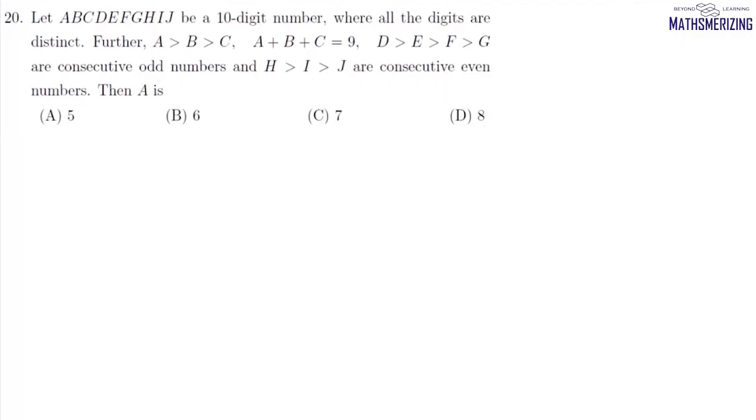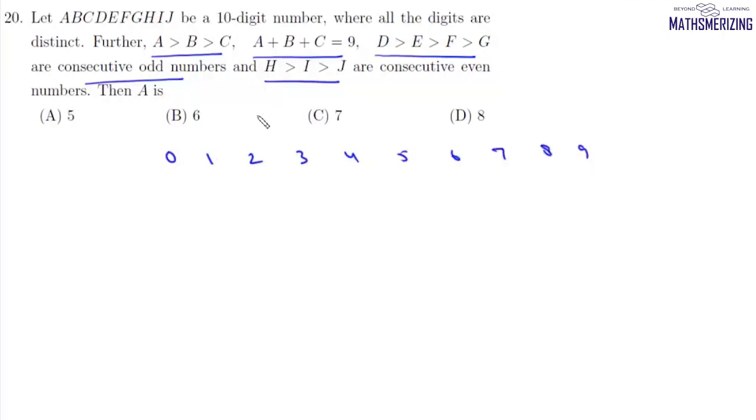Now question number 20 is, let A, B, C, D, E, F, G, H, I, J be a 10-digit number where all the digits are distinct. Now it is given that further A is greater than B is greater than C, and A plus B plus C is 9. Now D, E, F, G are consecutive odd numbers, and H, I, J are consecutive even numbers. Then we need to find the value of A. Now in this question we have 10 digits, so starting from 0: 0, 1, 2, 3, 4, 5, 6, 7, 8 and 9.